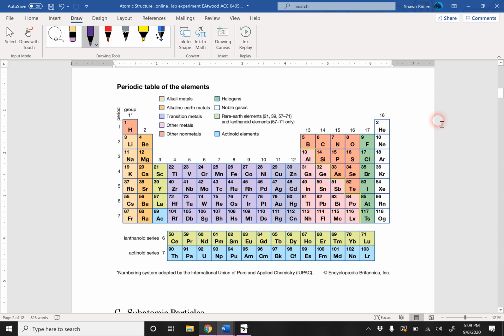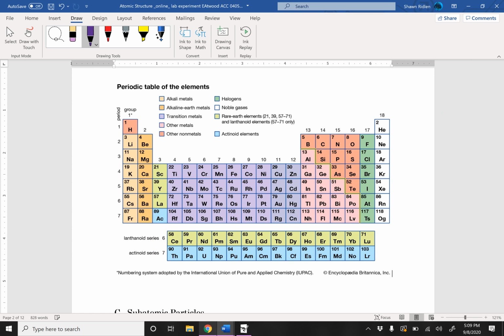I'm sorry, this is lanthanum. I said that wrong for some reason. La is lanthanum, and then Ac is actinium. Okay, so you have your lanthanides and your actinides, and those come down below. So just remember, these two rows fit here.